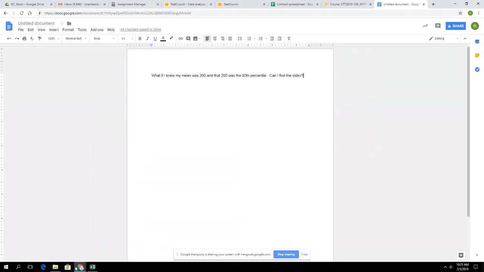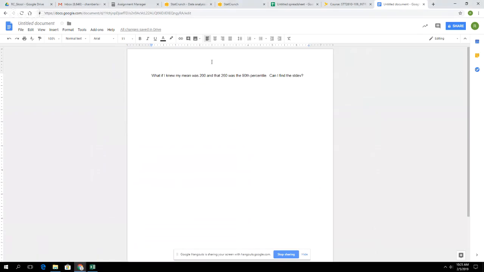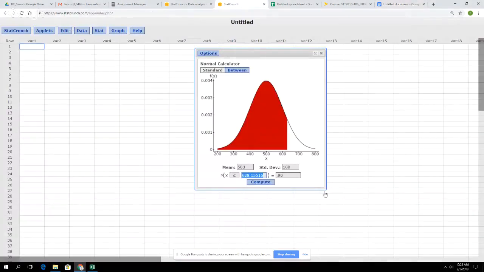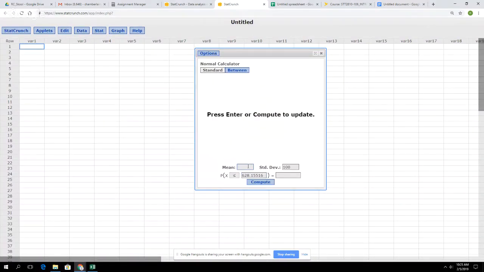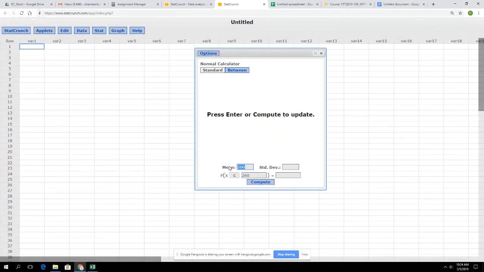So let's swap back over to the normal calculator. StatCrunch, Normal, here we are. So what information do I have, right? I have that my mean was 200. I have that this number was 260. And this number was 0.9, but I don't have this number. And you'll notice it doesn't like that very much. So we're going to have to do this slightly differently.